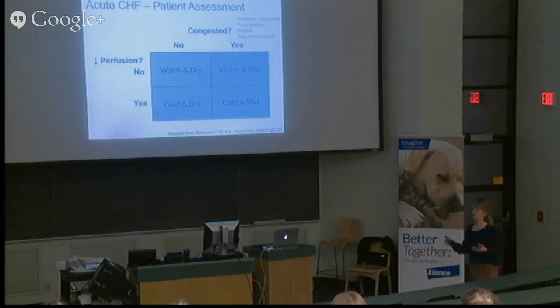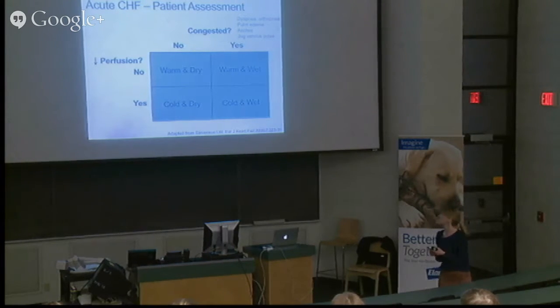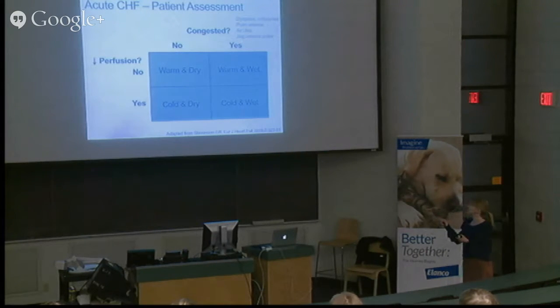Do they have clinical evidence of pulmonary edema on our auscultation? What is our evidence that they have pulmonary edema? Do they have ascites? Do they have jugular venous distension or pulsation? All parameters to suggest that this is a congested patient. So those are the things that we look at for congestion.